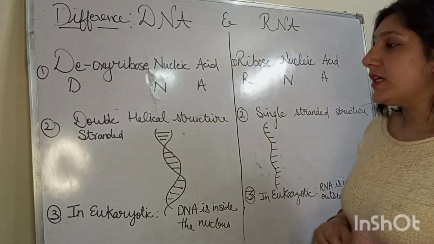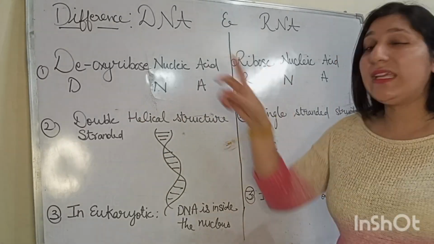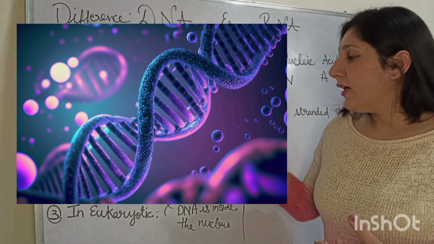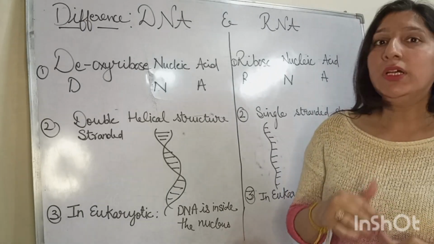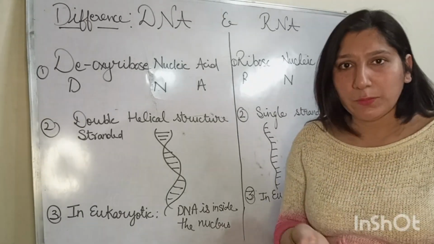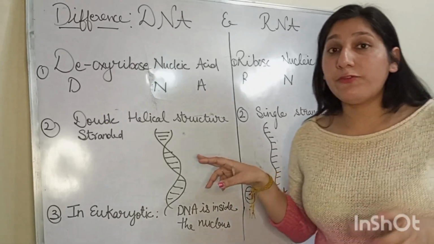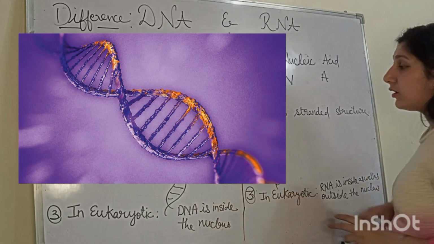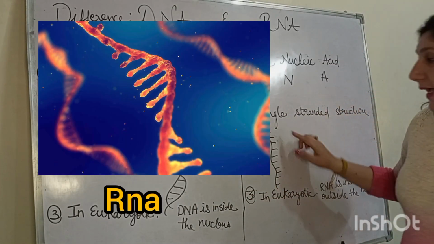The second point is double helical structure, double stranded helical structure. Now DNA has a beautiful double helical structure. We know that this is also present as one of the emojis on our WhatsApp or any chat box. So you can check out this double stranded emoji on our phones. So this is a double-stranded alpha helical structure, but RNA has a single-stranded structure like this.